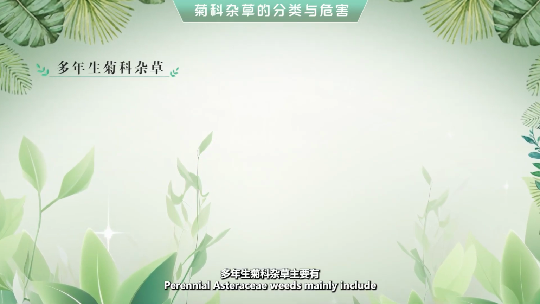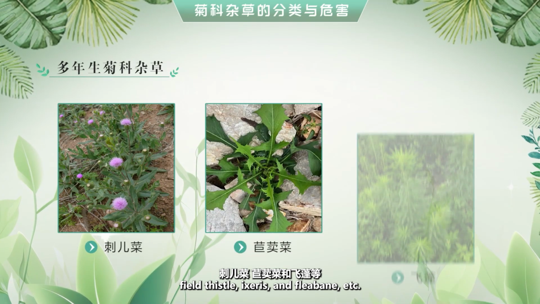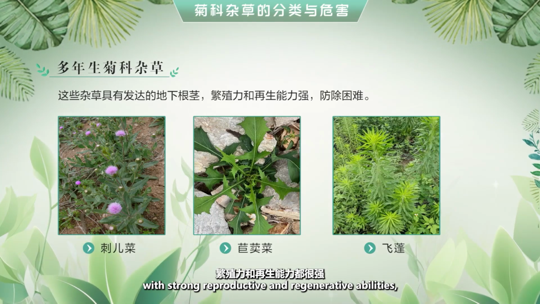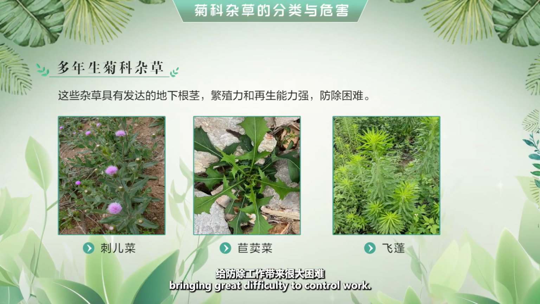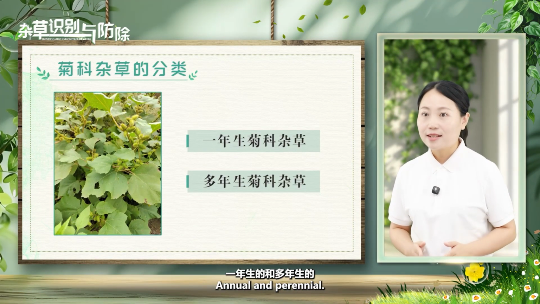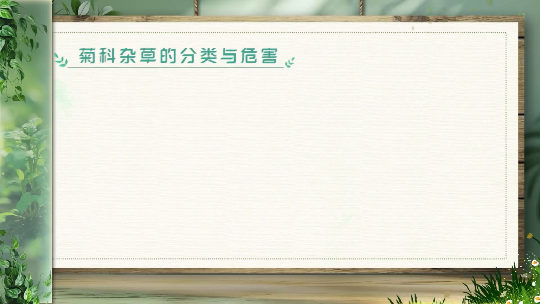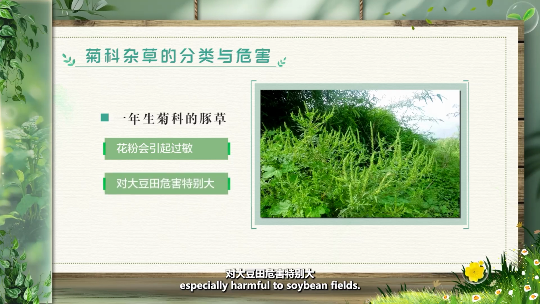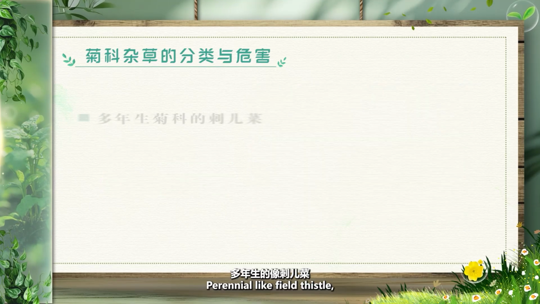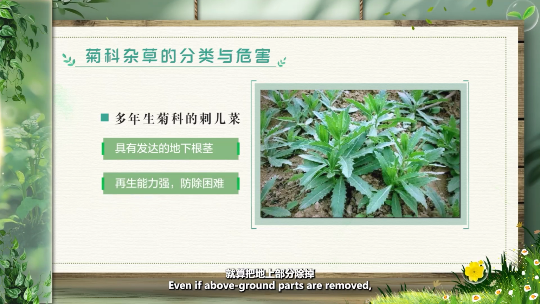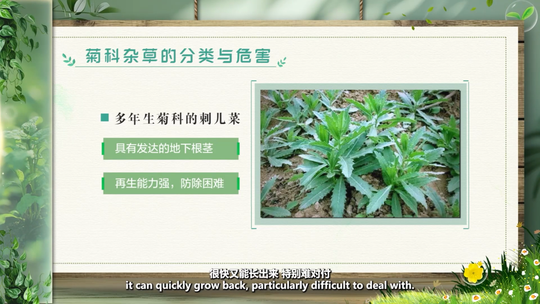Perennial Asteraceae weeds mainly include field thistle, Asteraceae, and fleabane, etc. These weeds all have well-developed underground rhizomes, with strong reproductive and regenerative abilities, bringing great difficulty to control work. In fields, common Asteraceae weeds we see are mainly two types, annual and perennial. Annual, like ragweed, its pollen causes allergies, especially harmful to soybean fields. Perennial, like field thistle, its roots go especially deep. Even if above-ground parts are removed, it can quickly grow back, particularly difficult to deal with.